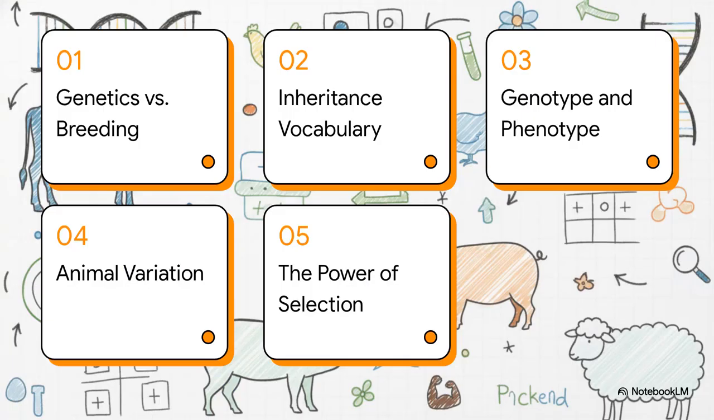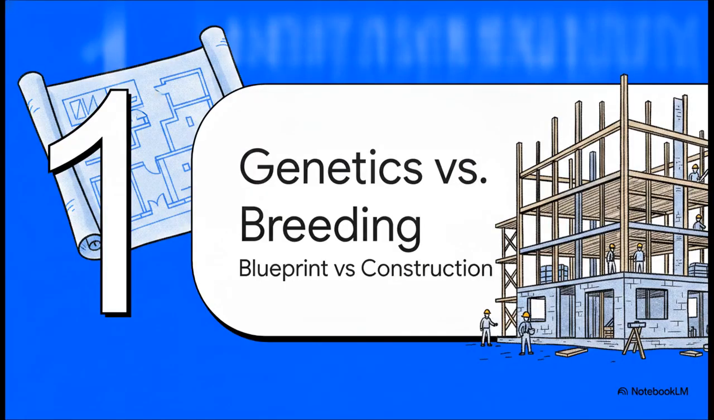So here's a quick roadmap for today's Explainer. We'll start with genetics versus breeding, then decode the vocabulary of inheritance, break down genotypes and phenotypes, look at animal variation, and finally finish up with the immense economic power of selection. Let's dive in. All right, part 1, genetics versus breeding, blueprint versus construction.